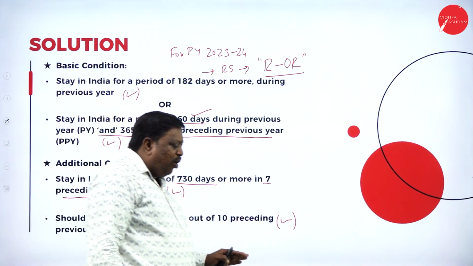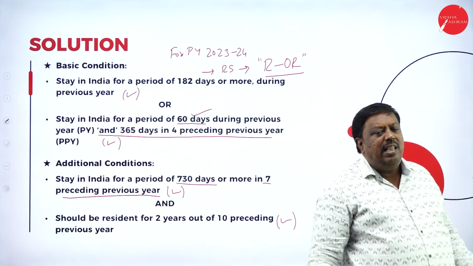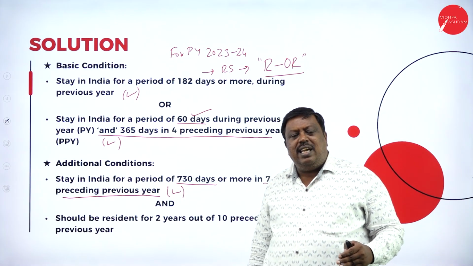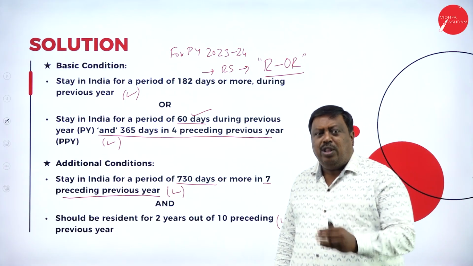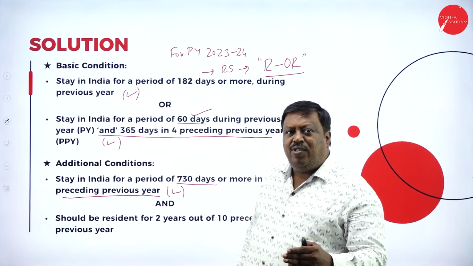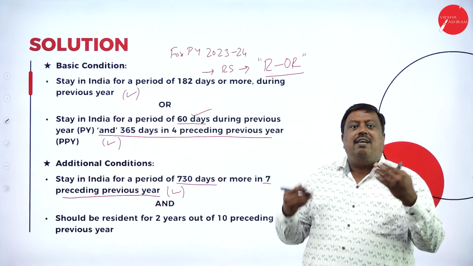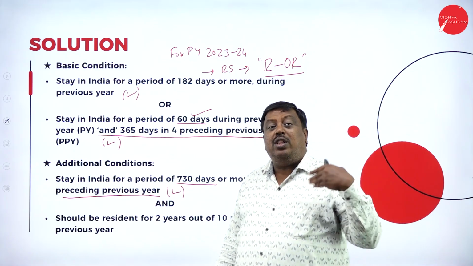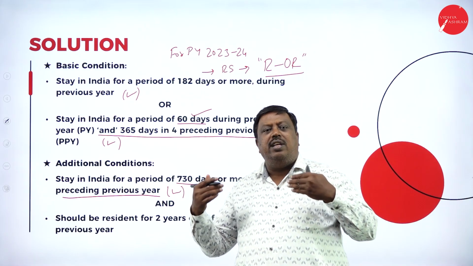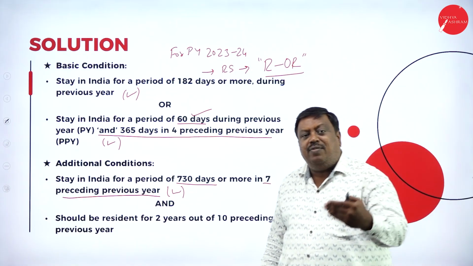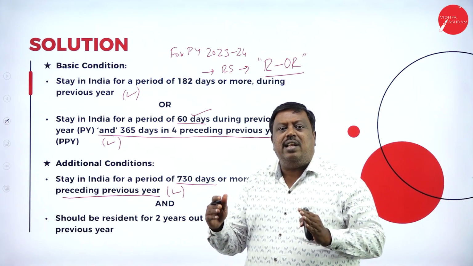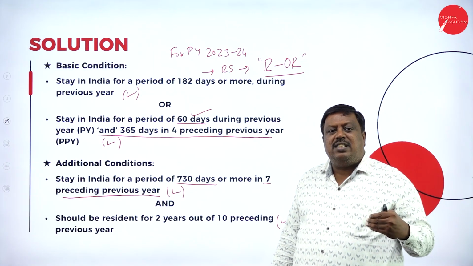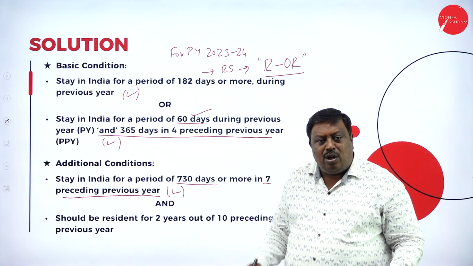So go through these problems, understand the concept here clearly. It's not that I must satisfy both basic conditions. If I satisfy any one of the basic conditions, they're going to call me a resident. After satisfying the basic condition, if I satisfy both the additional conditions, then I'm an ordinarily resident. If I satisfy any one of the additional conditions, I'm not an ordinarily resident. If I don't satisfy either basic condition, then my status will be non-resident. This is the concept we have.